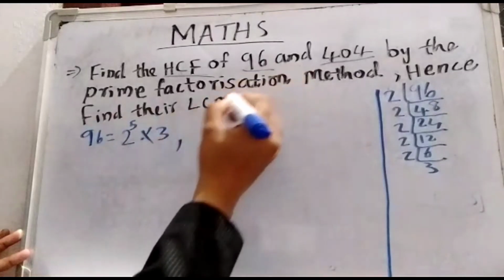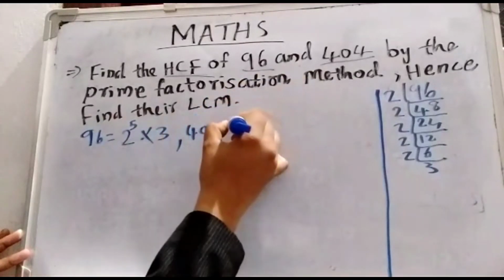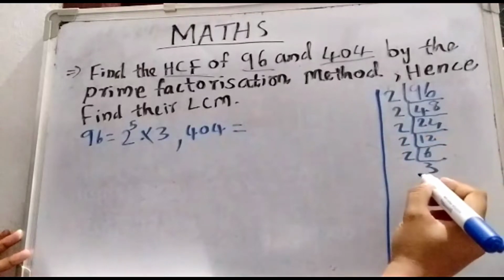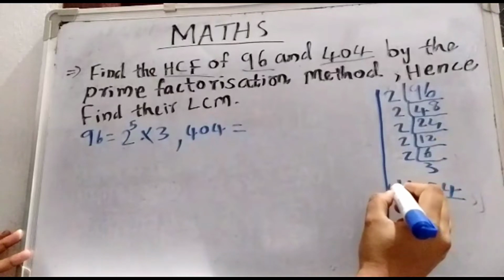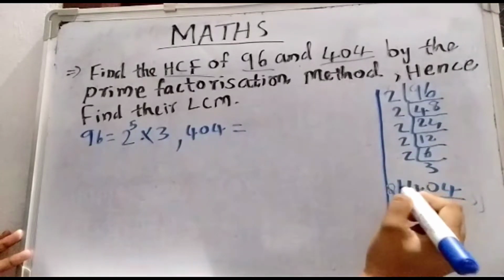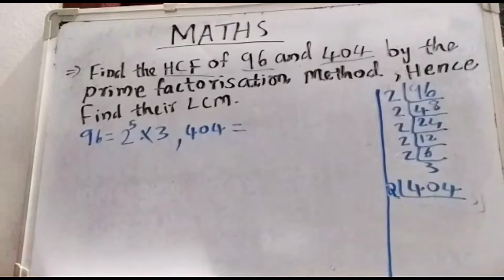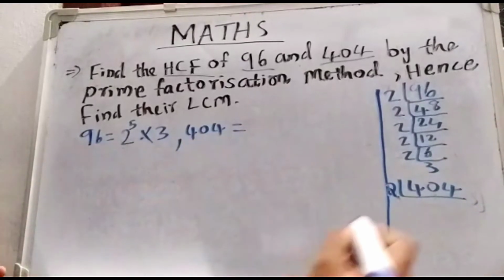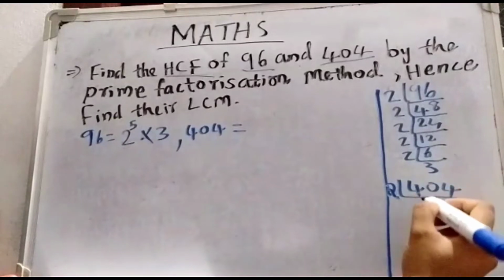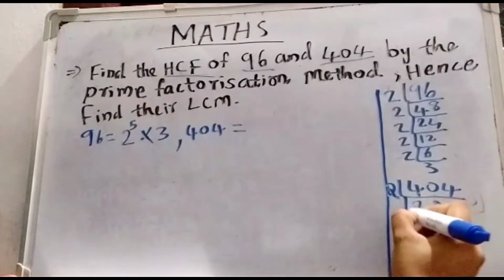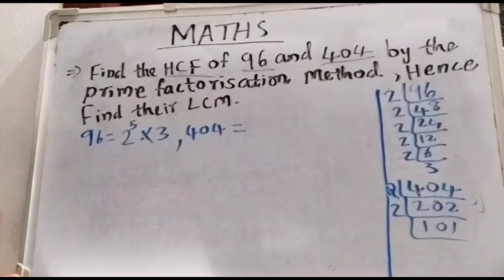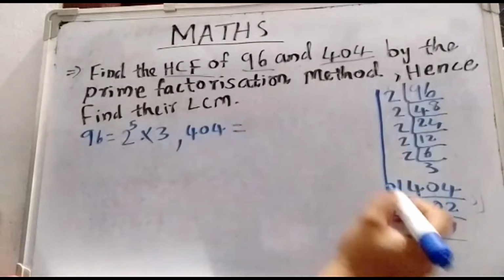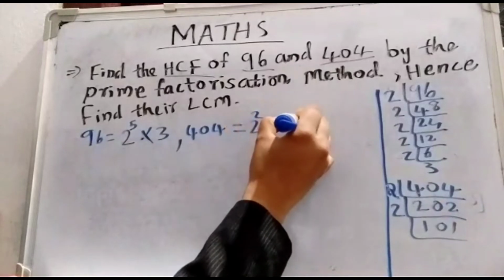Okay, so then next, 404 is equal to what? Let's factorize 404. 4, 2, 2. Using primes only, we need to factorize. So 2, 0, 2, again 2, 1, 0, 1. Okay, 101 is a prime number, so we cannot factorize more. So 2 into 2, 2 square into 101.